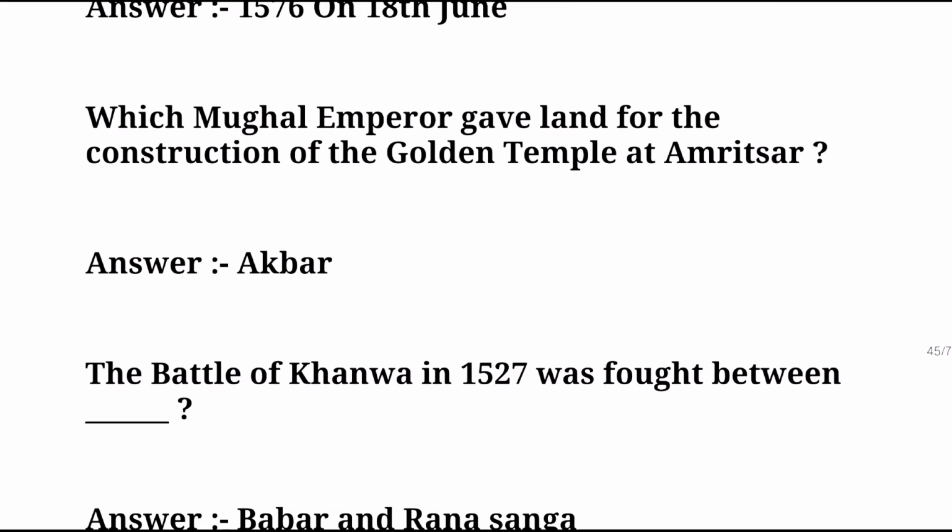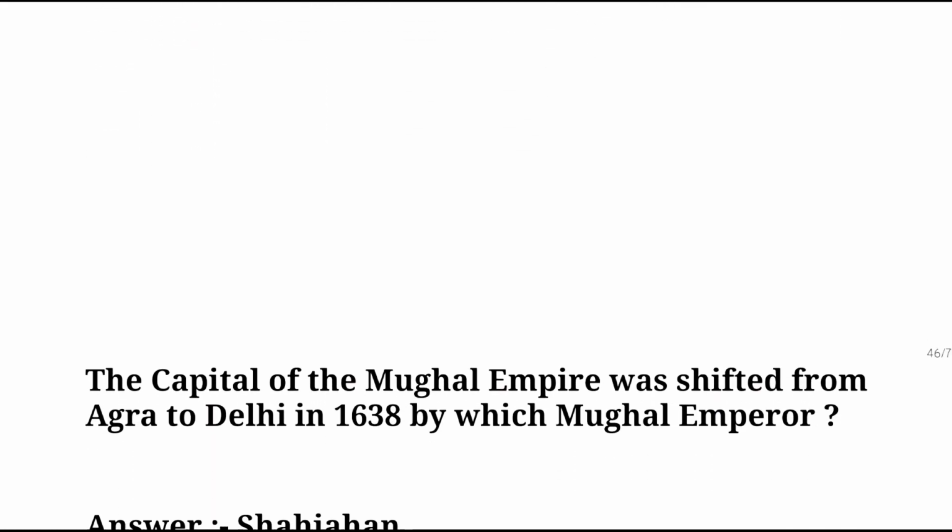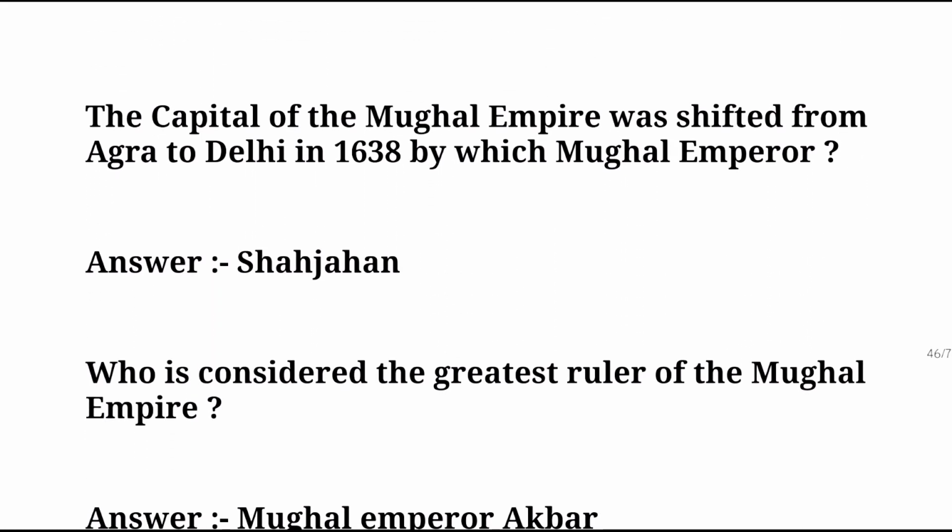Which Mughal emperor gave land for the construction of the Golden Temple at Amritsar? Answer. Akbar. The Battle of Khanwa in 1527 was fought between which two? Answer. Babur and Rana Sanga. The capital of the Mughal Empire was shifted from Agra to Delhi in 1638 by which Mughal emperor? Answer. Shah Jahan.